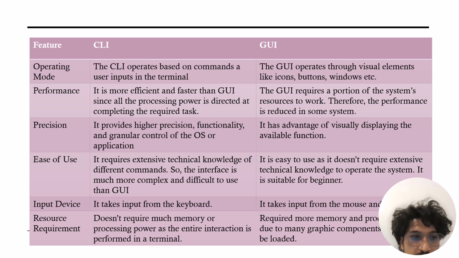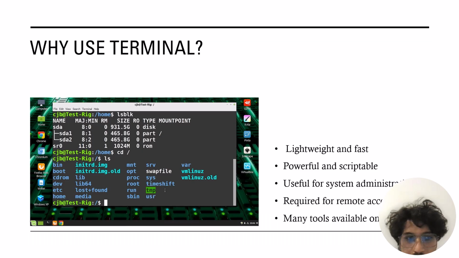Resource requirement. CLI does not require much memory or processing power, as the entire interaction is performed in a terminal. GUI requires more memory and processing power due to many graphics components and storage.